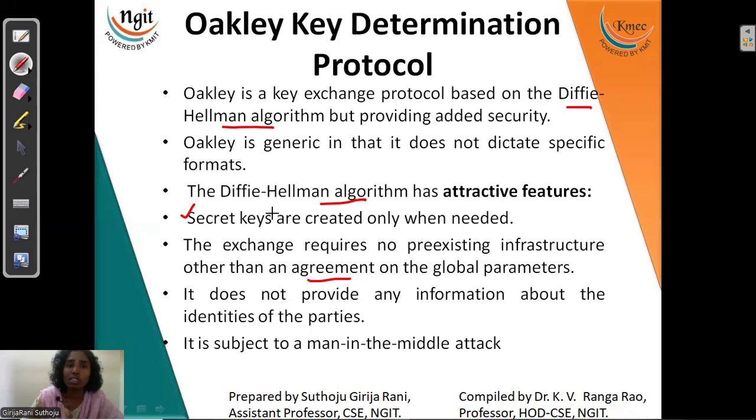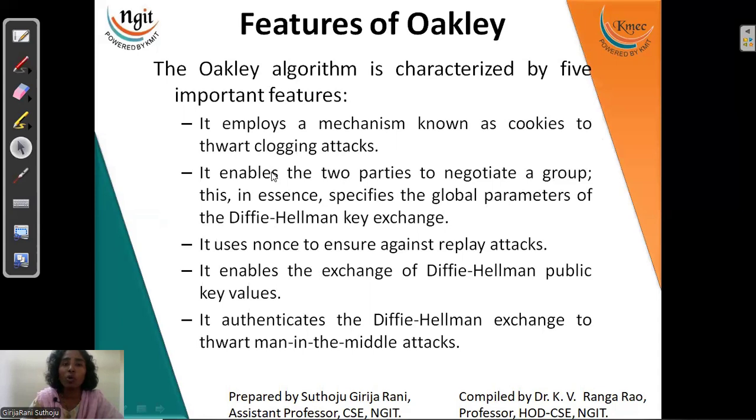Now, by using Oakley we can eliminate the man-in-the-middle attack, because as we are utilizing Diffie-Hellman, there is no chance of a man-in-the-middle attack at all, as we understand the importance of the session key. Once the session key is in the scenario, that indicates there is no man-in-the-middle attack. Thus, this is a part of the Oakley algorithm.